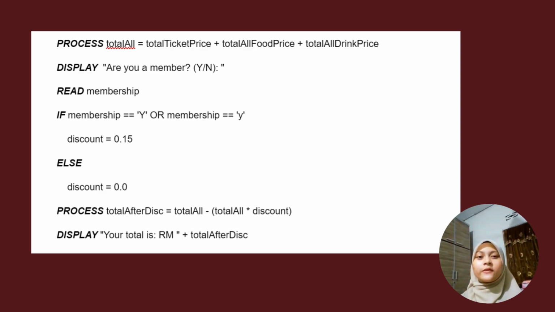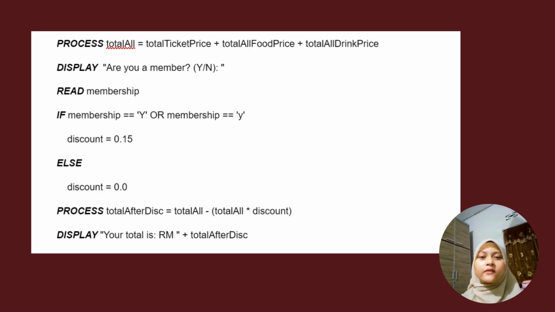Next, for the calculation of the total price, the program will use the formula total ticket price plus total all food price plus total all drink price. This will be stored into the variable total all, data type float. The program will then ask the user whether they are one of our members or not to determine the discount. If the user puts Y, the program will include a discount of 15% or 0.15. And if the user is not one of our members, then the discount will be 0.